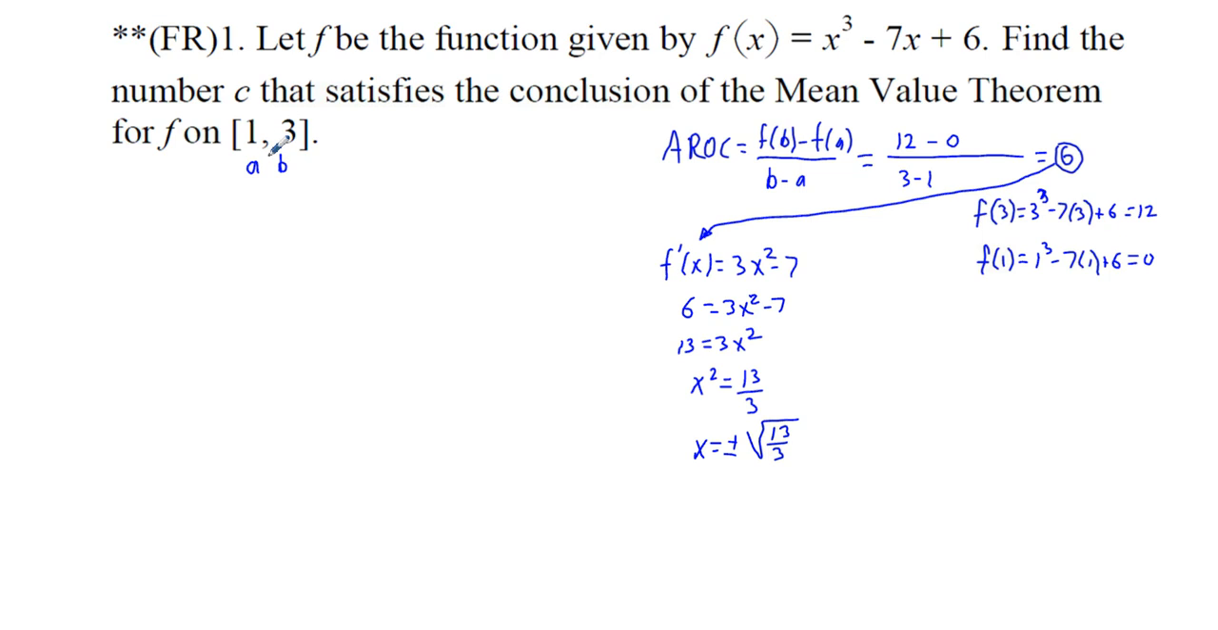And because of the restriction, because of the closed interval from 1 to 3, we know that x really is limited to just the positive here. So we have the square root of 13 thirds. And that's going to be, so we say c, the value of c, is equal to the square root of 13 thirds.